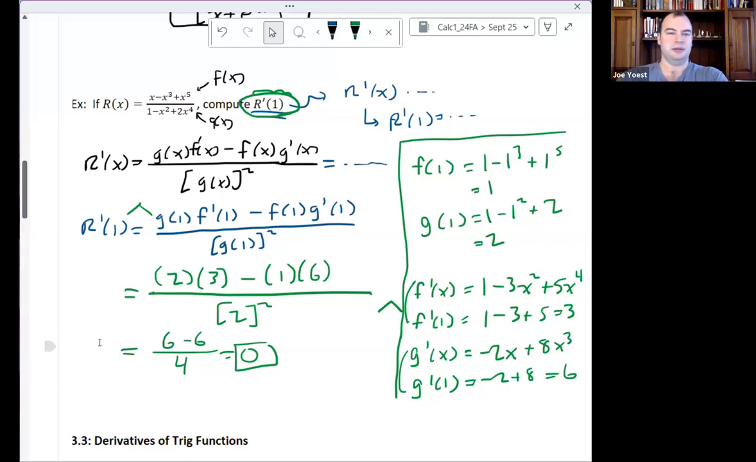Any questions on product or quotient rule, anything in this section?